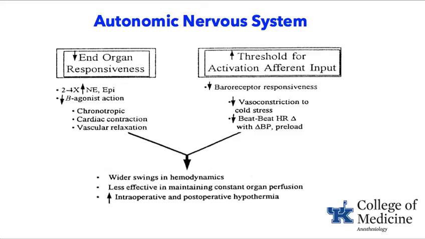It takes more, so they are less baroreceptor responsive, and they're not going to vasoconstrict as much to cold. They're not going to have as many of the normal beat-to-beat heart rate changes. We want heart rate variability, for example, with thoracic pressure and volume changes. And so there can be wider swings in hemodynamics, and the elderly patient is less effective in maintaining constant organ perfusion during surgery, and you're going to have more intraoperative and postoperative hypothermia.